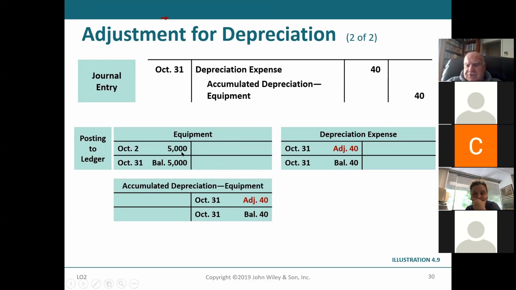$5,000, which is going to stay there forever, minus $40 means that the net book value is now $4,960. And that net book value is going to go lower and lower and lower until it goes down to zero. You're going to get to the point where the accumulated depreciation equals the original cost of the asset, and you're down to zero.